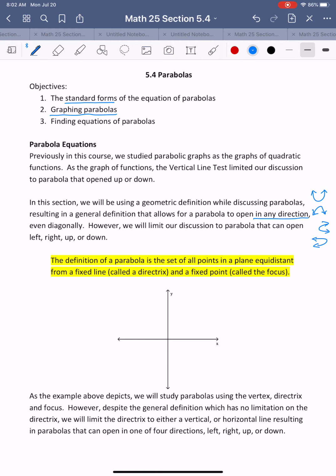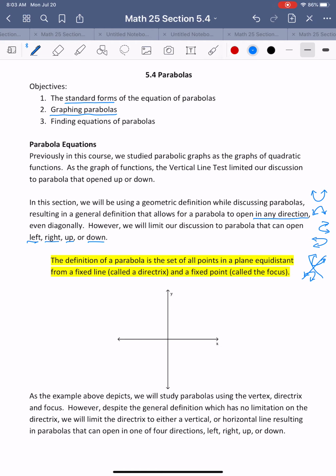However, we will limit our discussion to parabolas that open only left, right, up, and down. Of course, we could think about diagonal ways too, but we're not going to talk about that here. So the definition of the parabola is the set of all points in a plane equidistant from a fixed line called the directrix and a fixed point called the focus.